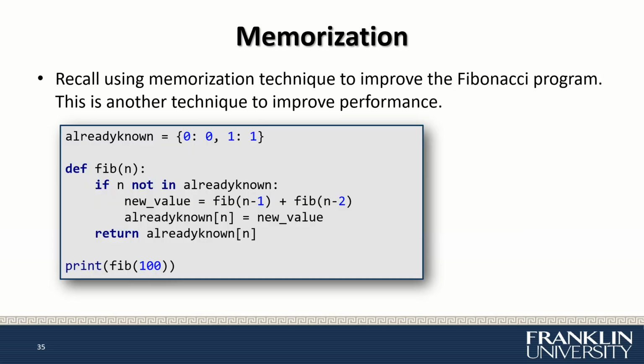And a few weeks ago, we also looked at the memoization problem with the Fibonacci program. And in that, we are using a Python dictionary to remember something that has already been done, so you don't have to do it again. This is another technique to improve program performance. So other than using a better algorithm, you can use a different technique.